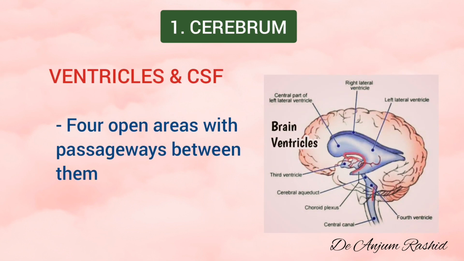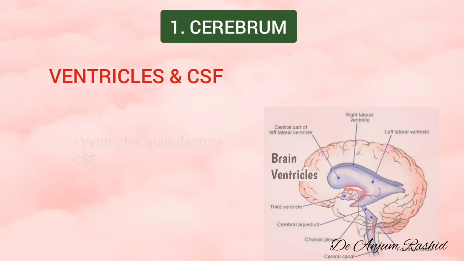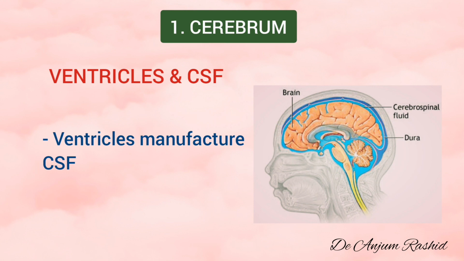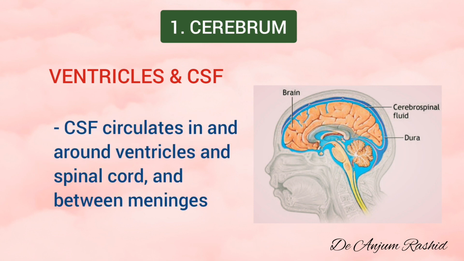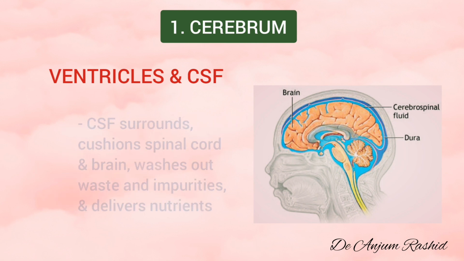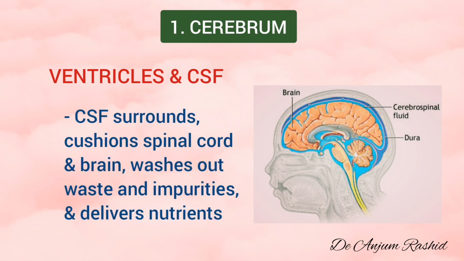Now, deep in the brain are four open areas with passageways between them. These open areas are called ventricles. These ventricles manufacture cerebrospinal fluid or CSF. It is a watery fluid that circulates in and around the ventricles and the spinal cord and between the meninges, which are the brain coverings. Now, CSF surrounds and cushions the spinal cord and the brain, washes out waste and impurities, and delivers nutrients.